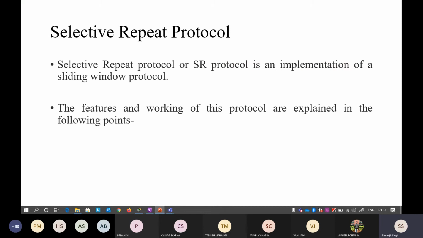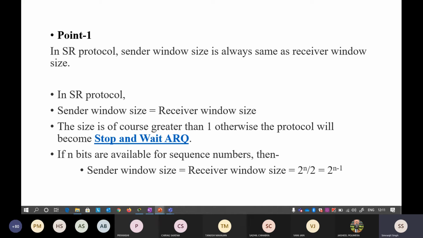Okay, so now the SR protocol is an implementation of a sliding window protocol that you already know, and the features are these. Point one, keep that in mind: in SR protocol, the sender window size is always the same as the receiver window size. If the sender window size is 4, the receiver window size here will also be 4. Now how is this problem avoided?